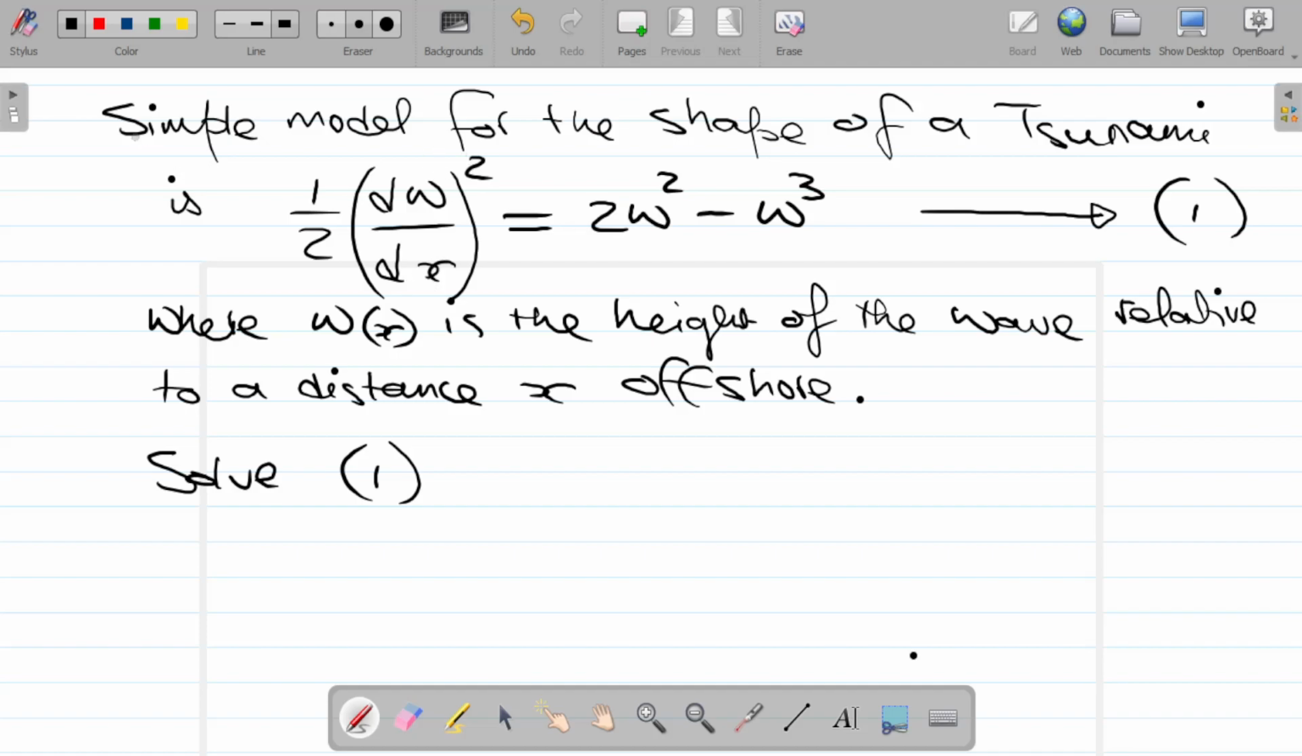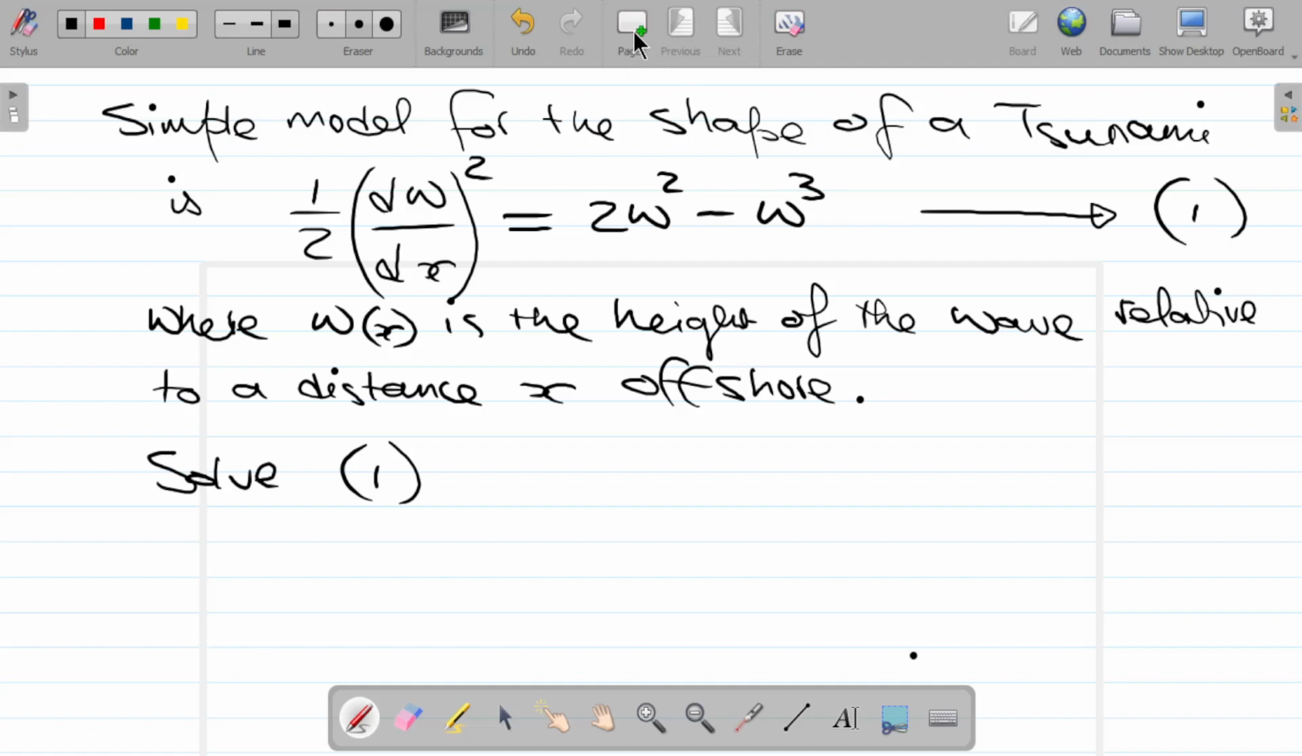Now you'll see here that this is a simple model for the shape of a tsunami, where w as a function of x is the height of the wave relative to a distance x offshore. So the question is, how do we solve equation 1? Well, let's make a start and see what we can do to make an attempt to solve this equation.